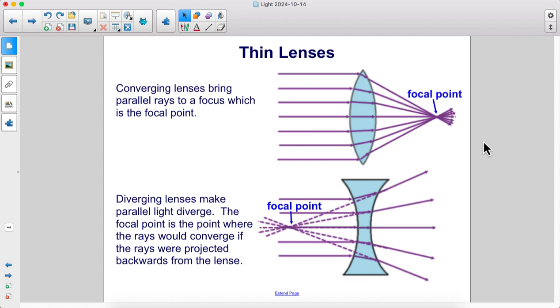Converging lenses bring parallel rays to a focus, which is the focal point. Diverging lenses make parallel light diverge. The focal point is the point where the rays would converge if the rays were projected backwards from the lens.